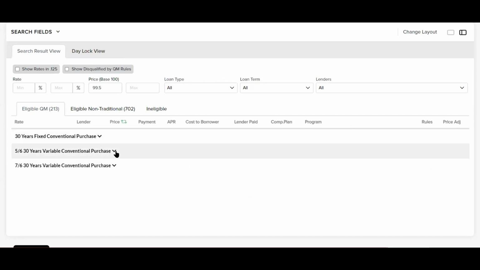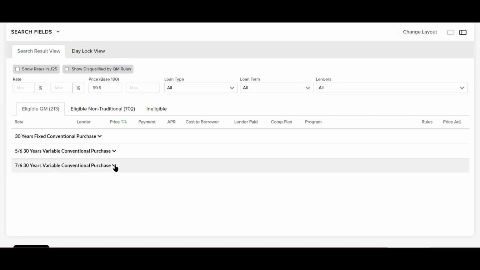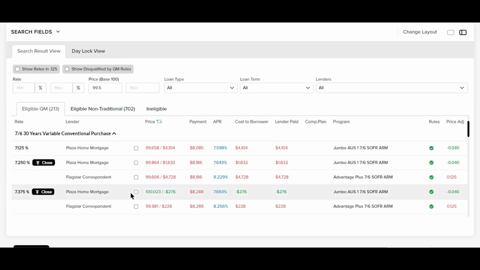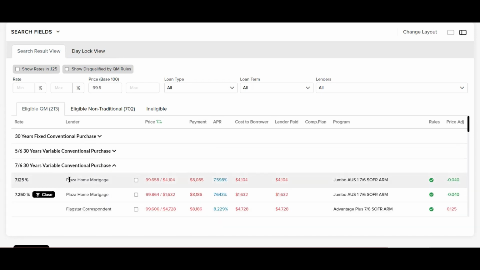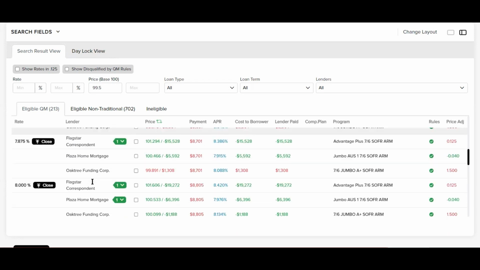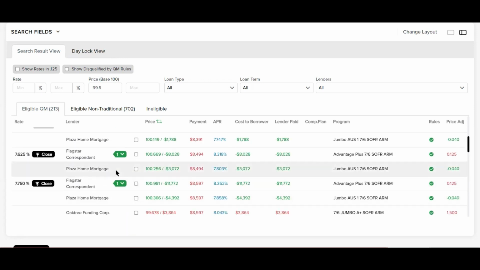Then I can close that and go to the next one, 5/6 ARM. Oaktree Funding is the only one that's doing that right now, apparently, at an 80% loan to value. And that's part of the reason why, because a lot of these places are only doing 75% loan to value now. So then on a 7-year ARM, Plaza, Flagstar, Oaktree, others basically are doing this, okay?